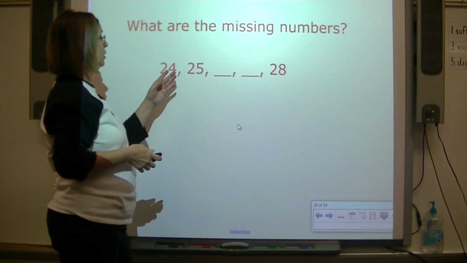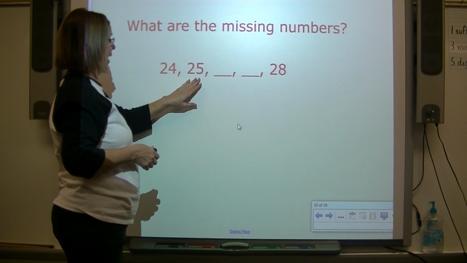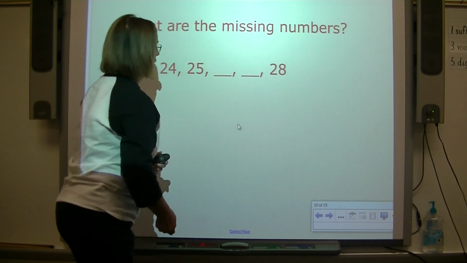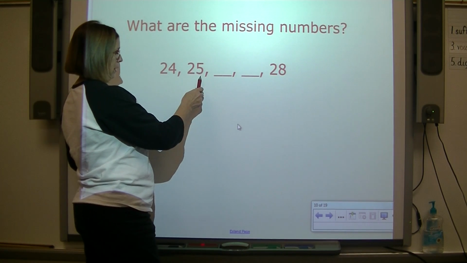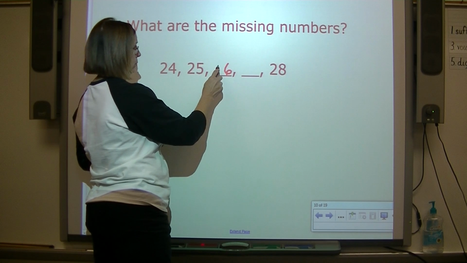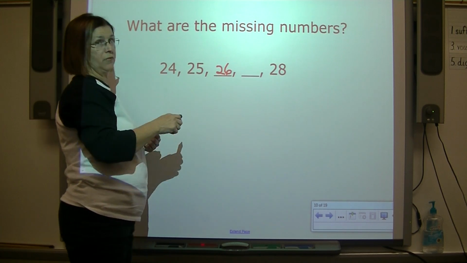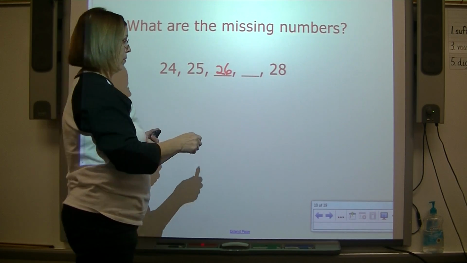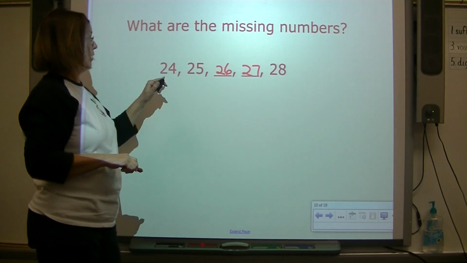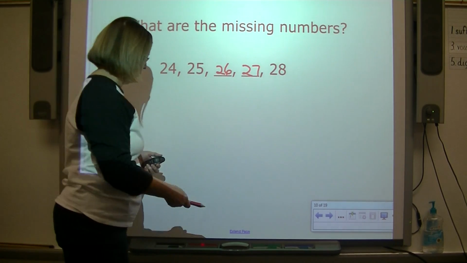Okay. Let's look at our number pattern here and figure out what's missing. 24, 25, blank, blank, 28. All right, what do you think comes next? This one ends with 4 and ends with 5. I bet this one's going to end with 6. They both begin with 2. Look, I think we're counting up 1. 24. 25 is one more than 24. 26 is one more than 25. 27 is one more than 26. And 28 is one more than 27. 24, 25, 26, 27, 28. We count it up by ones.